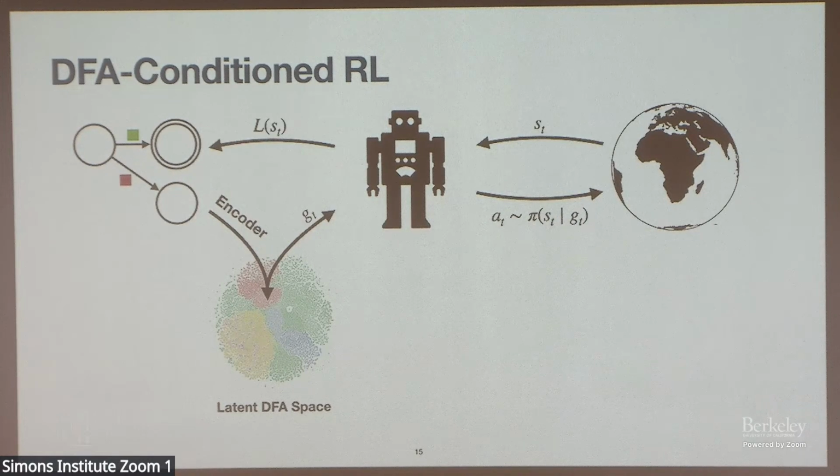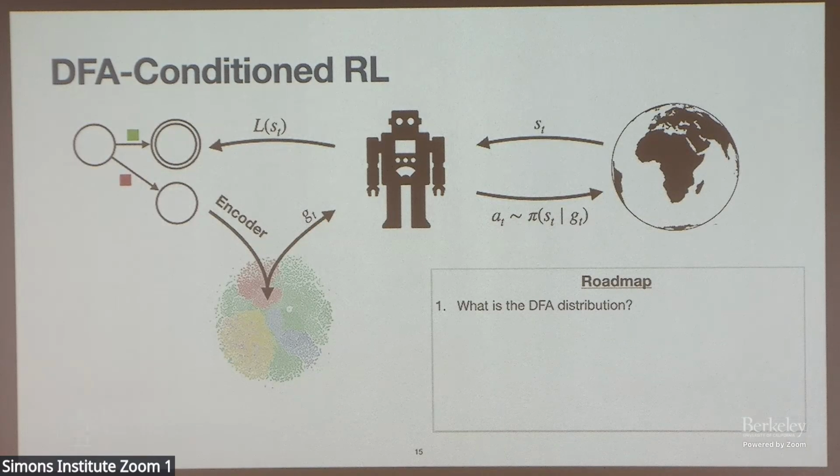And then we assume a labeling function associating MDP states to symbols in your alphabet. So these red and green squares that you see. So this is the full picture, but to realize this, we need a roadmap. Our plan is we'll first talk about what the DFA distribution is, what this prior distribution we assume on DFAs is, and hopefully it's going to help us generalize.